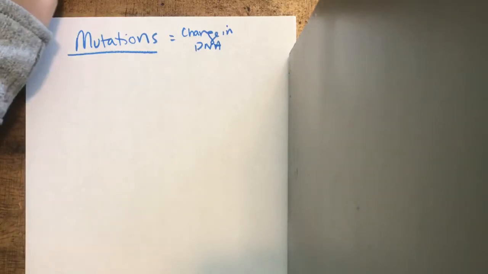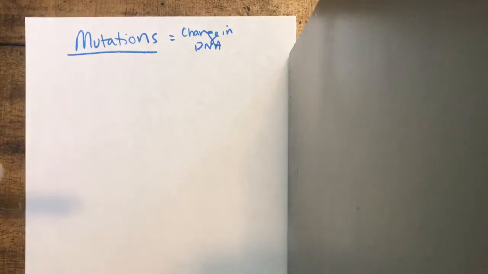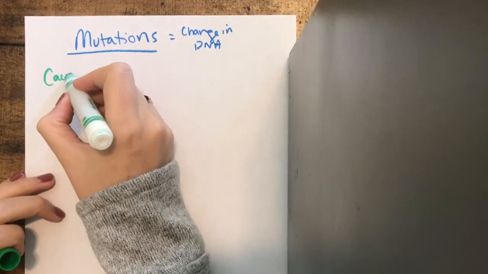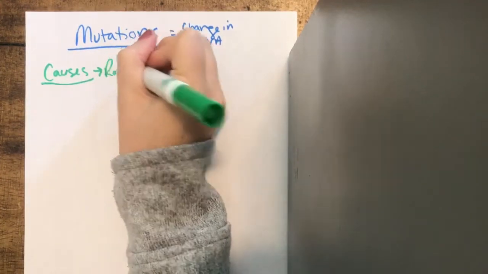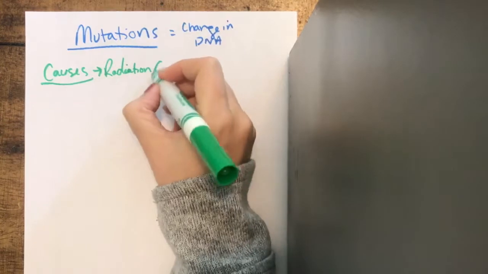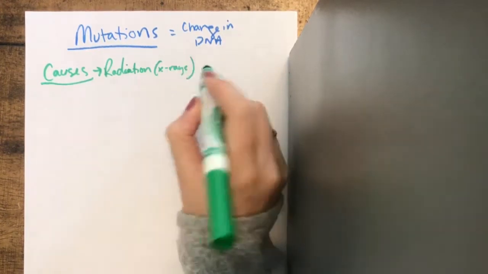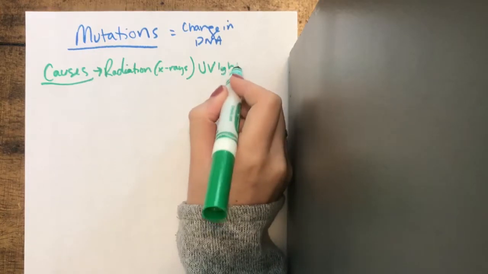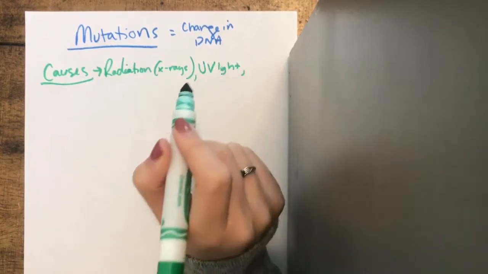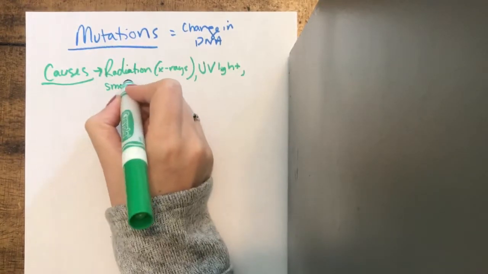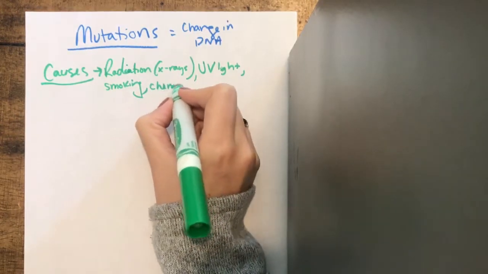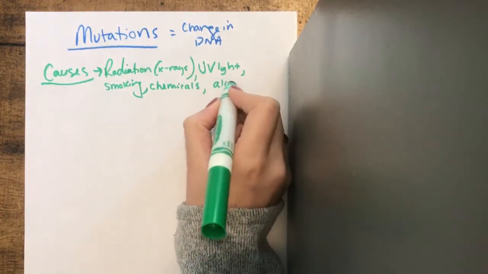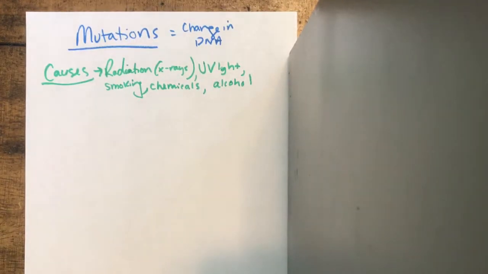There are lots of causes of mutations. So the causes could be radiation, like X-rays, UV light from the sun. It could also be things like smoking, just other chemicals, or alcohol. So all of these things are causes of mutations.